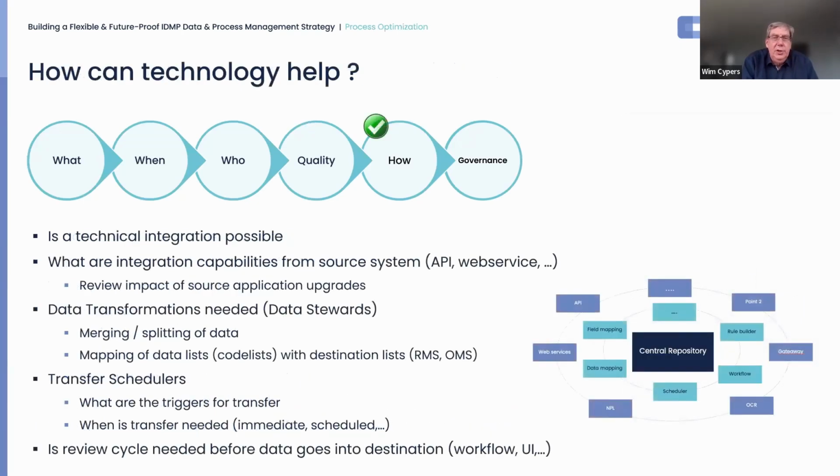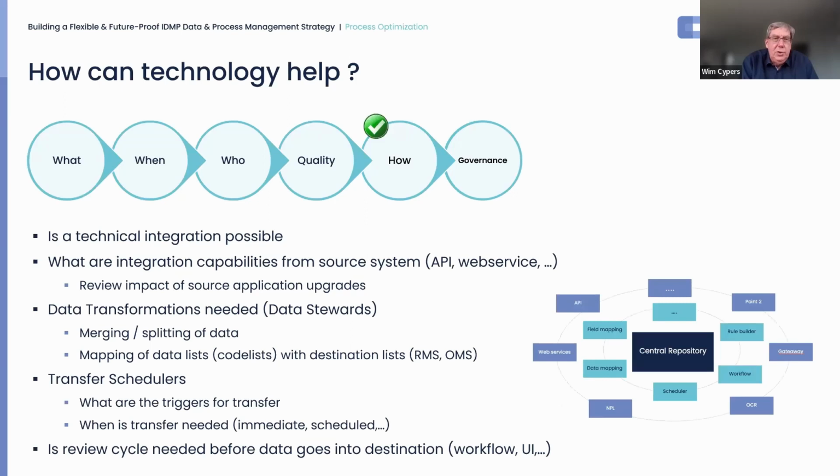Final point is technology. How do you do this? We've talked a lot about where can I get the data, what can we do to make sure that the process works, what can I do within my implementation process to make that work, what considerations do I have. Well, the how is also very important, and not just from a technology point of view. We talked about that last week also, but also look at whether a technical integration is possible. Is that even possible? And if so, how do we do this?